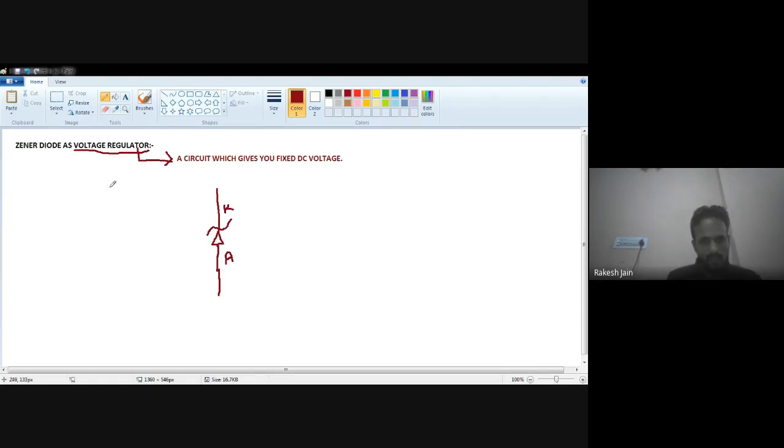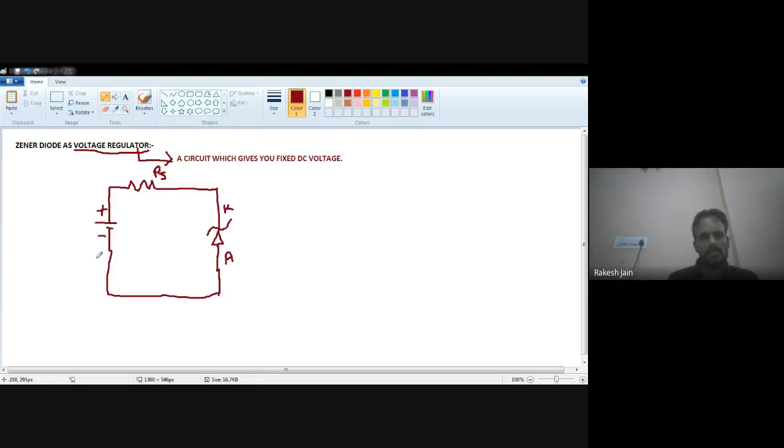Now, with the help of a series resistance, let's suppose RS is that series resistance, I am drawing the circuit of the Zener diode as a voltage regulator. RS is your series resistance, and this is your unregulated DC supply, in which the plus terminal goes directly to the cathode terminal of the Zener diode to keep it in reverse bias.